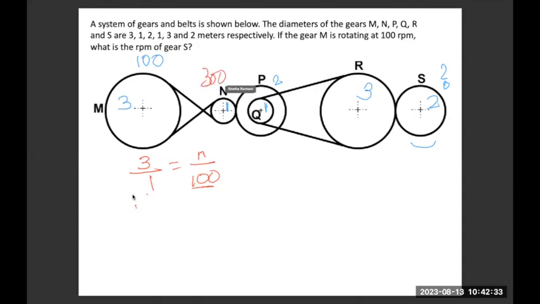Now, between N and P, the same formula I'm going to apply here. So N and P, 1 upon 2, which will be equal to the rotation of 1, which you know, is 300. And P you don't know, so I'm just writing P here. So the rotation of P will be 150. If the rotation of P is 150, Q will also be 150 because they are anchored to the same point here. Q is 150.